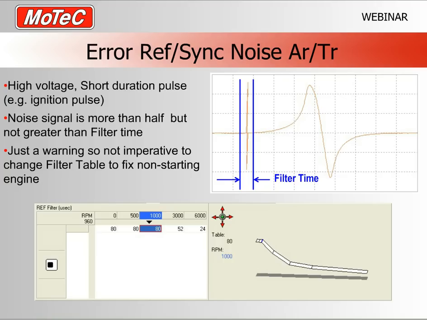Basically the noise AR or TR warning says, look, this spike is longer than half of the filter, but it hasn't exceeded the filter time. So if you say 80 microseconds is the filter and you get a spike of 41 microseconds, you get the AR and the TR warning. Now it just basically says, hey, look, there is something that I can see. I have filtered it out, but I'm just going to warn you that it's there. Something for you to keep an eye on in the future.